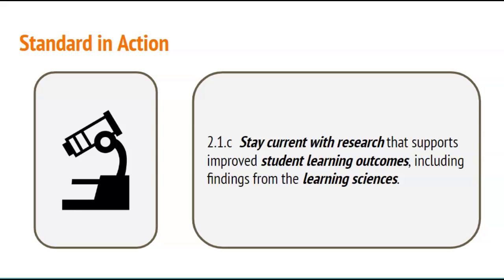And welcome back. The last one is indicator 2.1.c, which says that as professional learners, we stay current with research that supports improved student learning outcomes, including findings from learning sciences. Now, the thing to note of importance here is we are staying current with research. We say findings from learning sciences, which means that we're looking at peer-reviewed, evidence-based research. But what that does not mean is that we ignore the other cool new stuff that's out there as well. So we want to definitely check out the blogs about what kind of cool practices teachers are trying out. And we want to balance those with evidence-based, peer-reviewed, time-tested, and vetted research.